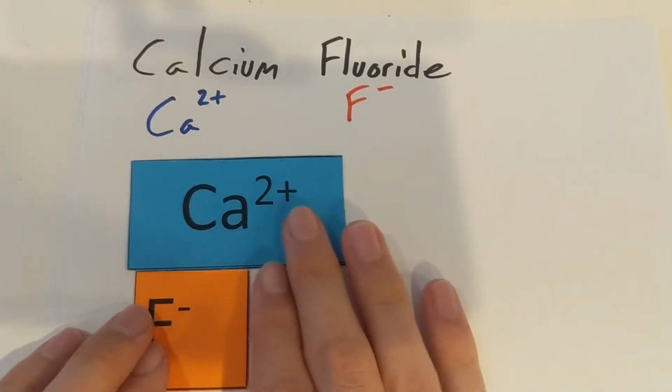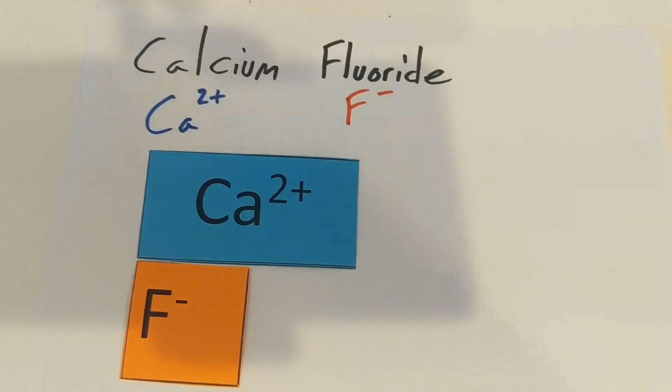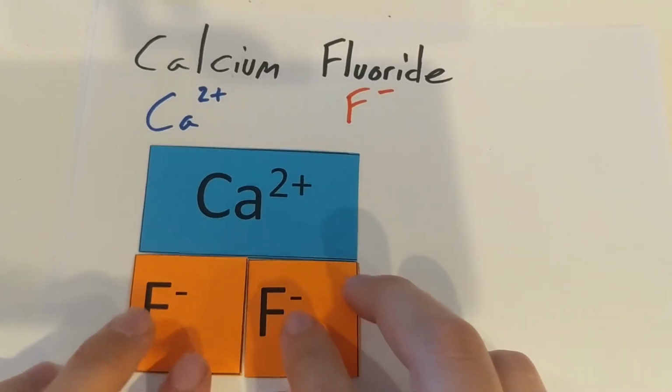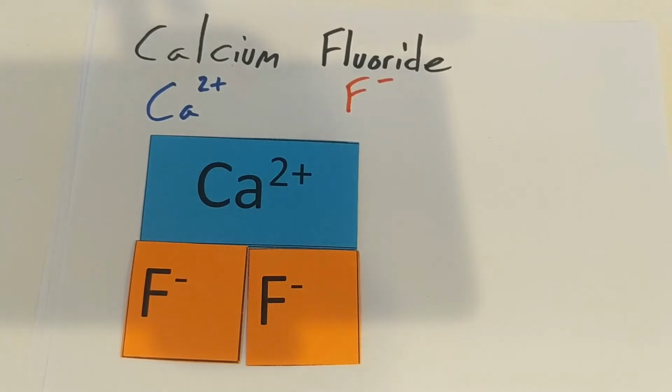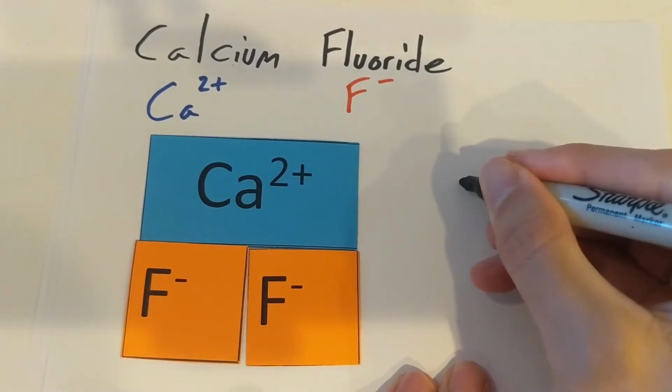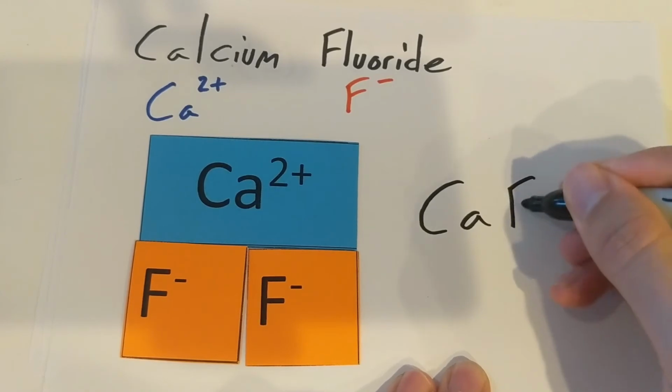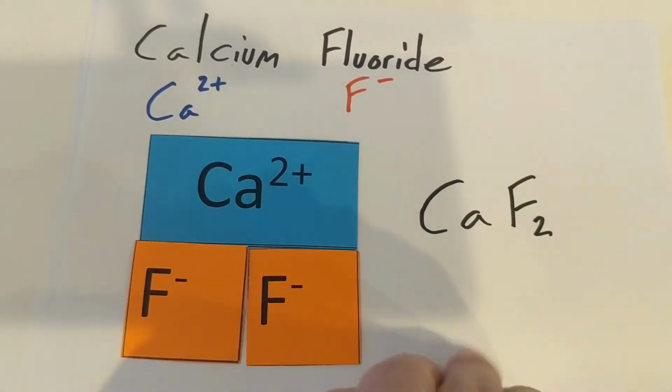And we need to make our charges balance out. So to make these balance, I got +2. I need them to get -2 here. So now I got +2 and -2. So they balance out. So the way I can write it is calcium, fluoride, and I got 2 fluorides.